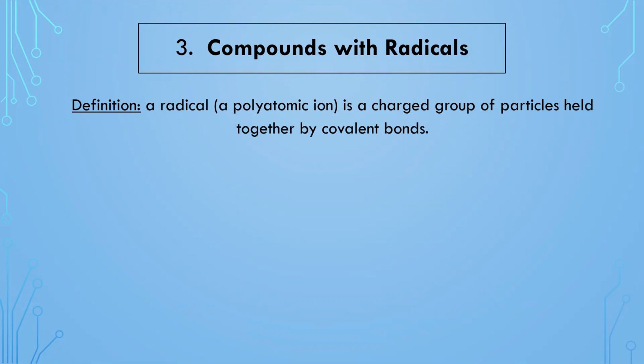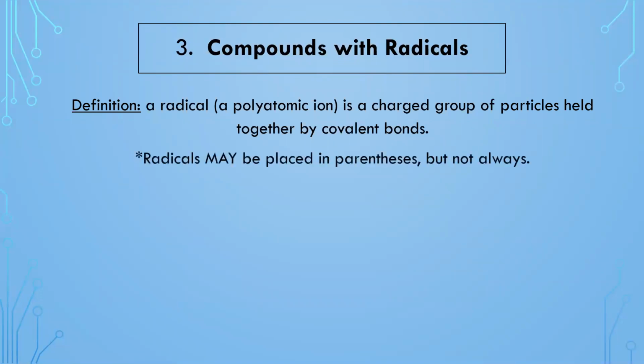A radical is going to have 2 or more elements in itself, and then you're also going to have other elements in this compound. Looks a little bit crazy, pretty easy to name. Radicals may be placed in parentheses, but they don't have to be. When you see parentheses, that's a dead giveaway that a radical is present. However, they don't have to be put into parentheses.